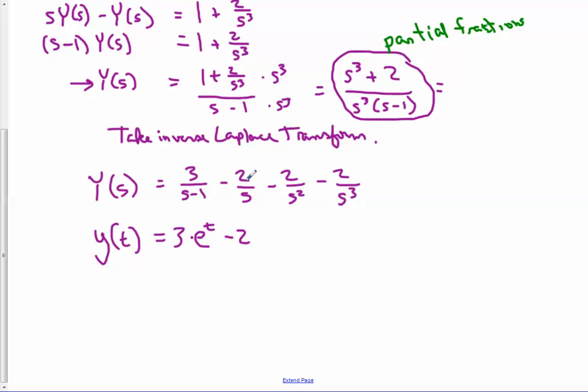minus 2 times, and then 1 over s. That's the Laplace transform of just 1, so just minus 2 times 1. 1 over s squared is t, so minus 2t. And 2 over s cubed, actually we need the 2 as part of this. That's not a constant multiple really. 2 over s cubed is the Laplace transform for t squared. And we're done.